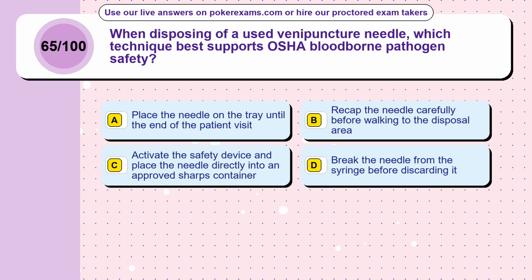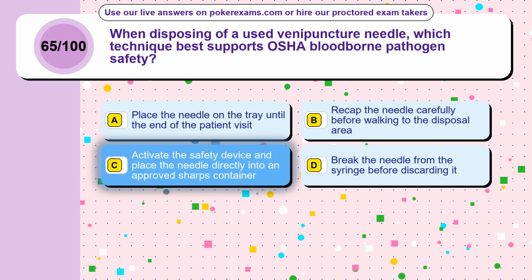Question 65. When disposing of a used venipuncture needle, which technique best supports OSHA bloodborne pathogen safety? Option A. Place the needle on the tray until the end of the patient visit. Option B. Recap the needle carefully before walking to the disposal area. Option C. Activate the safety device and place the needle directly into an approved sharps container. Option D. Break the needle from the syringe before discarding it. The correct answer is option C.